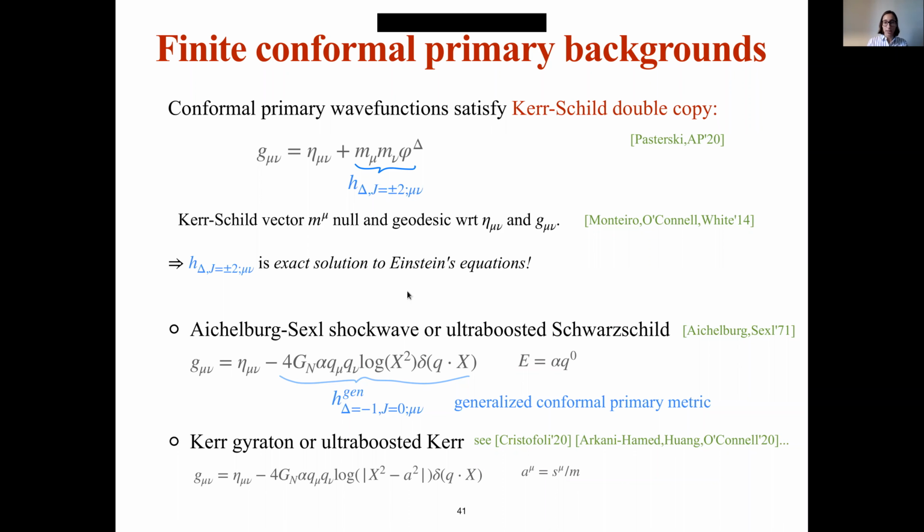And an example of such an exact solution that has definite conformal weights is the Aichelburg-Sexl shock wave, or ultra-boosted Schwarzschild, as well as ultra-boosted Kerr. So these shock waves can be written in a form where they look like perturbations of Minkowski space, but they're exact solutions, and these are described by conformal primaries where the 2D spin is not equal to the 4D spin, so generalized conformal primaries. Okay, so there's much more going on, and I'm sorry that I could not cover all the interesting recent developments that have been going on over the last couple of years.